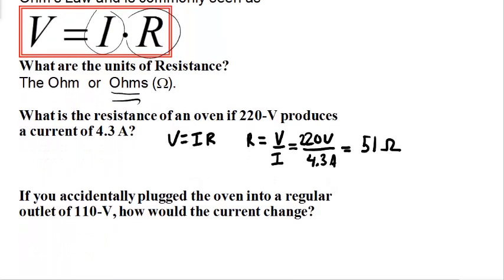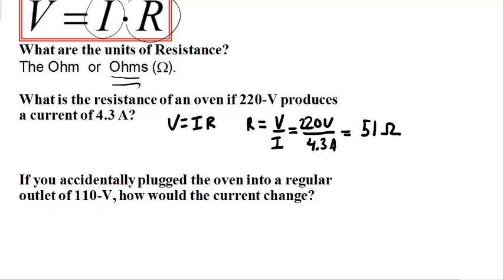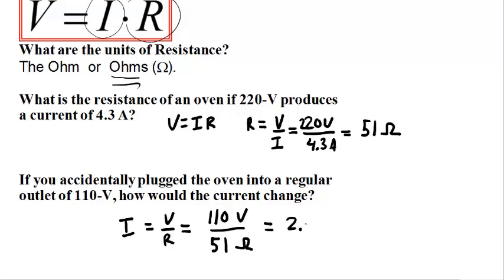Now the next question is, if you accidentally plugged the oven into a regular outlet of 110 volts, how would the current change? Well, the resistance of your oven wouldn't change, and so regardless of what you plug it into, the resistance is always the same. So now we're going to take Ohm's law and rearrange it, solve it for current, and so current is going to be voltage over resistance, and now we have a voltage of 110 volts, and we divide by resistance of 51 ohms, and we get 2.2 amps of current.